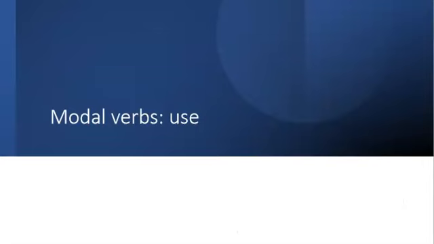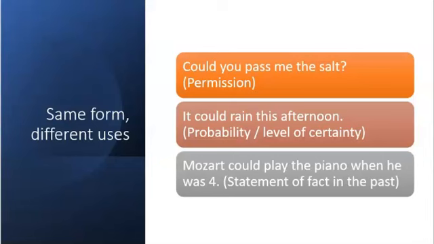What about the use? Okay, so we've talked about how modal verbs are constructed in English, but what about the use? Well, modal verbs have the same form, but lots of different uses. Could you pass me the salt? The modal verb is could. We're asking permission. It could rain this afternoon. Well, here it's could, but for probability or level of certainty. Mozart could play the piano when he was 4. Here, it's not actually even a modal. It's could, but it's a statement of fact about ability in the past, what Mozart could do.